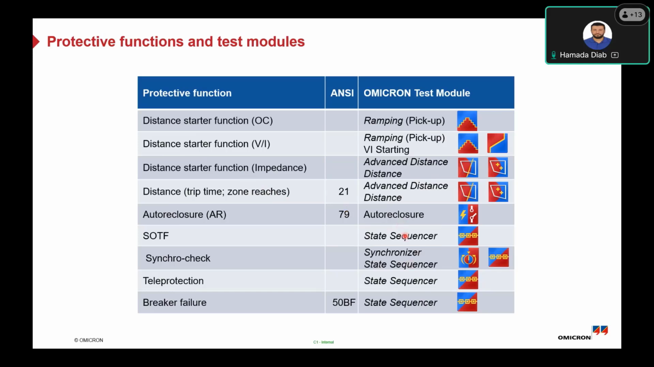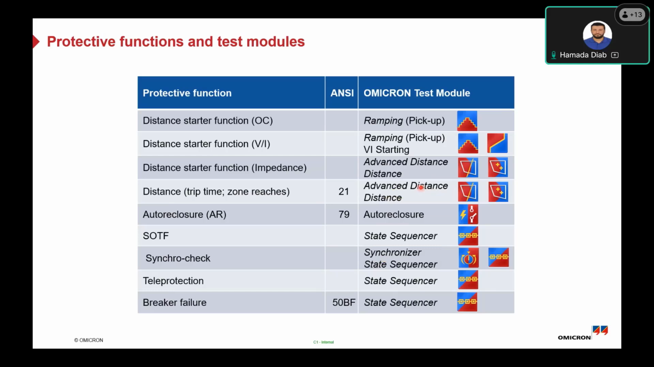We have the sequencer and Quick CMC, which can be used in general mode to simulate any kind of event such as trip times of distance protection or switch on to fault or synchro check and so on. For synchro check we also have a dedicated testing module called the synchronizer, which can also be used by the sequencer or the Quick CMC. So the advanced distance module here, which is our dedicated testing module, offers several options to test the distance protection parameters.